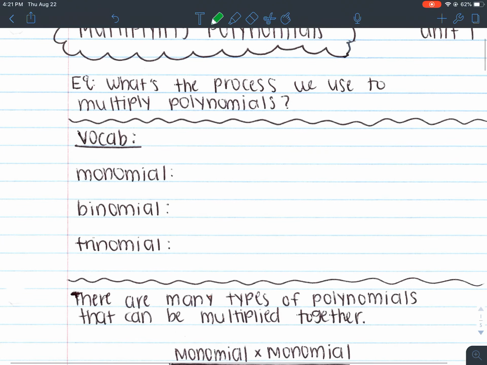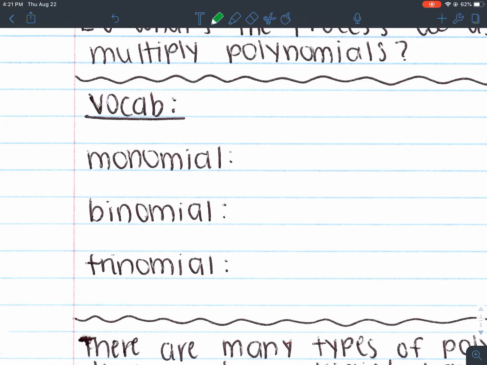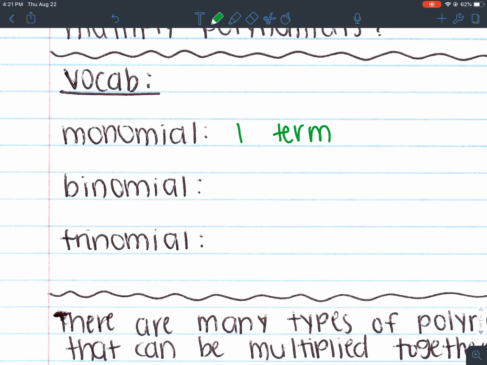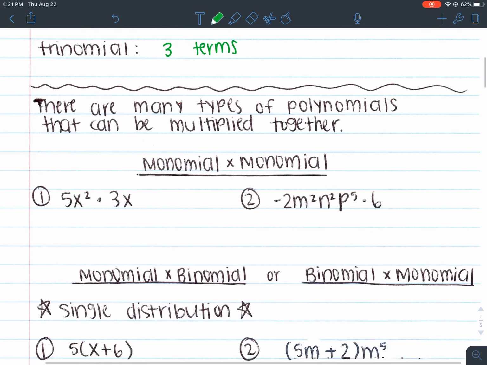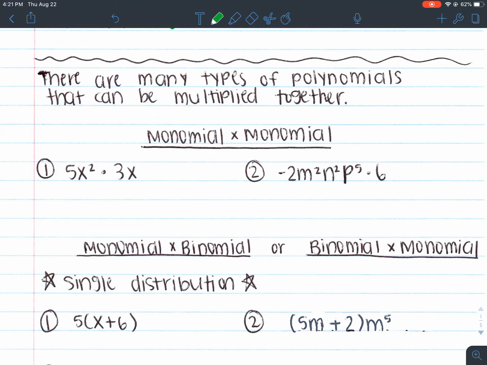Okay, so let's review some vocabulary. We have monomial, and mono means one, so this is going to be one term. Binomial is going to be two terms, and trinomial is going to be three terms. Right? And these are all polynomials. All of these are polynomials, but those are the special cases. So there are many types of polynomials that we can multiply together.